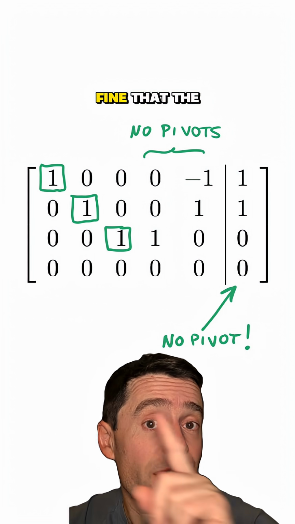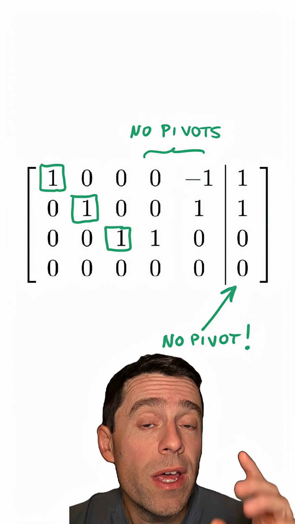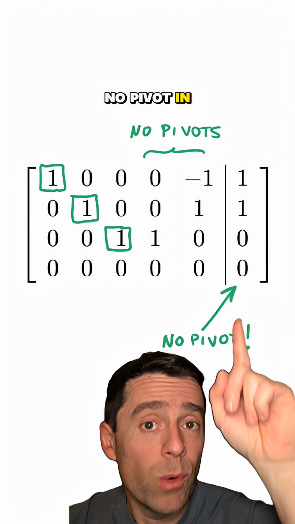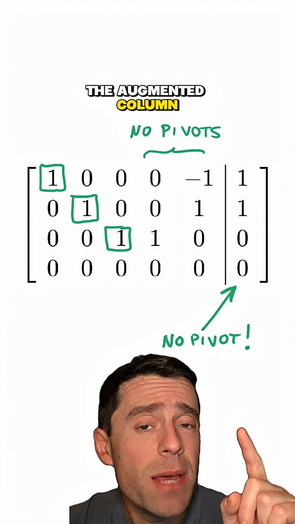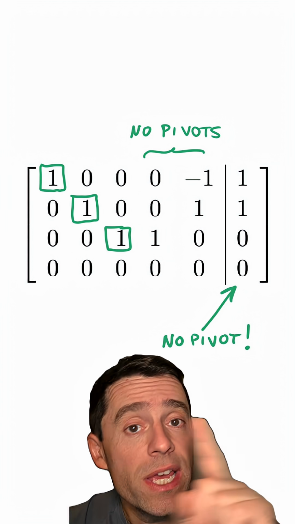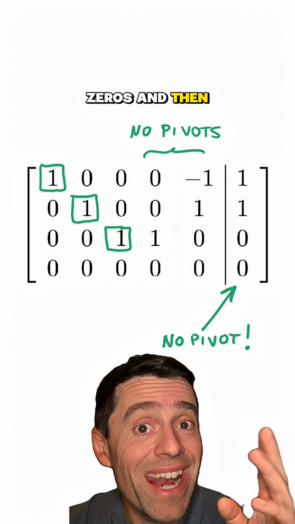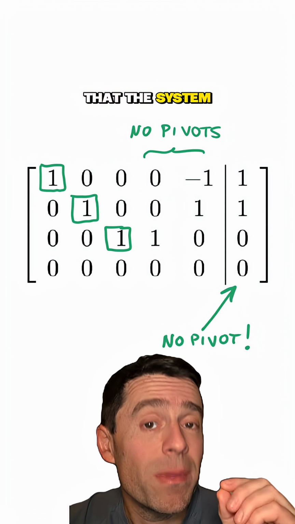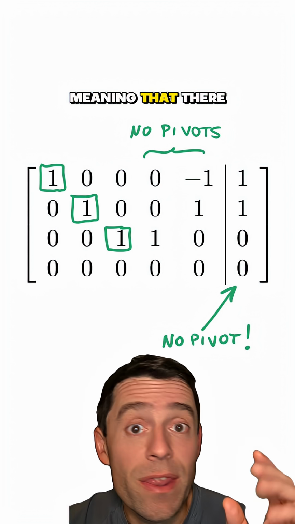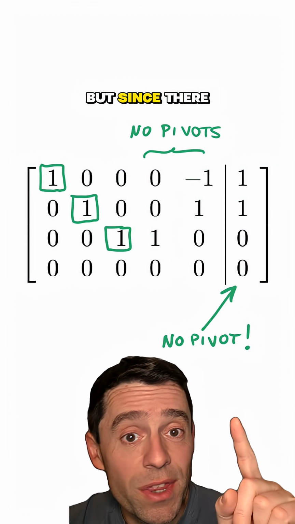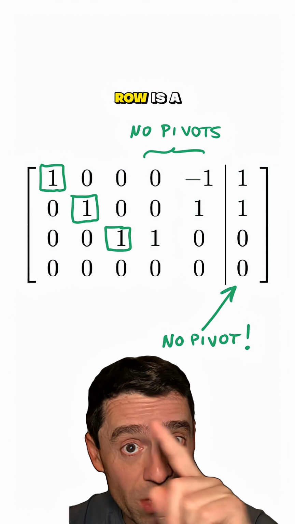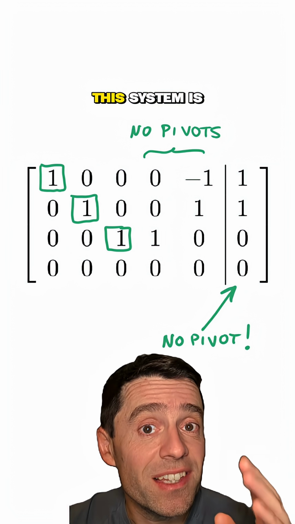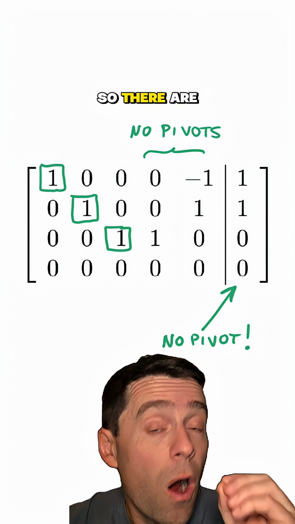It is perfectly fine that the last row is all zeros, but it is actually very important here that there is no pivot in what we call the augmented column, because if there was a pivot there, if it was a row of zeros and then a non-zero number in the augmented column, it would mean that the system is inconsistent, meaning that there are no solutions. But since there is no such thing in the last row, it's a row of all zeros, there is no pivot in the augmented column, this system is consistent, so there are solutions.